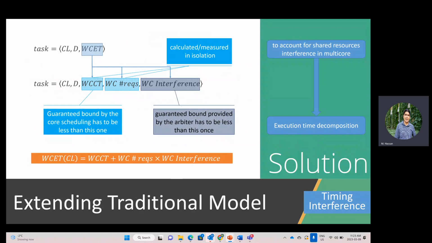So what we're doing is extending the traditional model. Instead of only having a worst case execution time, I'm splitting it into the worst case computation time, which is basically a guaranteed bound on the core computation, like add, multiply, and divide instructions. Then there is also the worst case number of requests for every single shared resource, and then the worst case interference from other tasks. And again, my worst case execution time will be the summation of these.